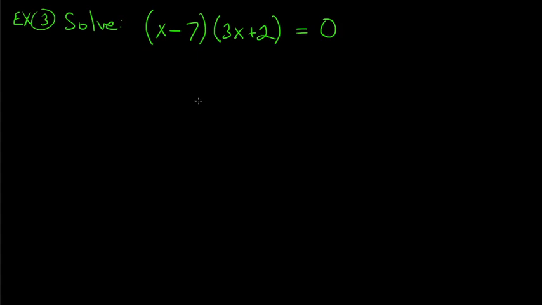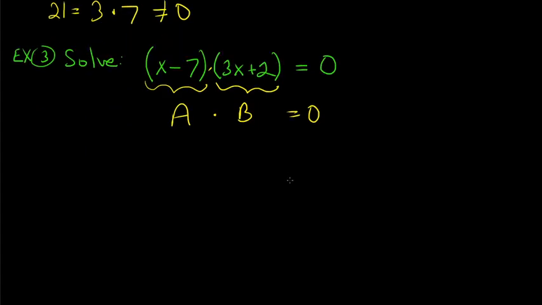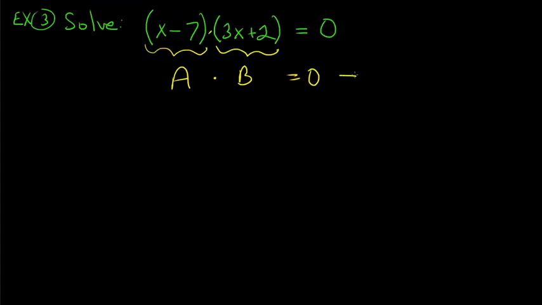All right, so how are we going to do this, right? We're going to think about the x minus 7 as A and the 3x plus 2 as B, because we're just multiplying them, right? This is A times B equals 0. Well, the zero product rule says that if A times B is 0, then A is 0 or B is 0. Right? But A in this case is x minus 7, so either x minus 7 equals 0 or B is 0. B in this case is 3x plus 2.